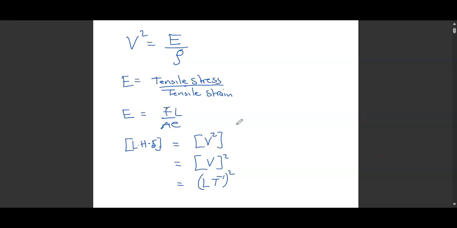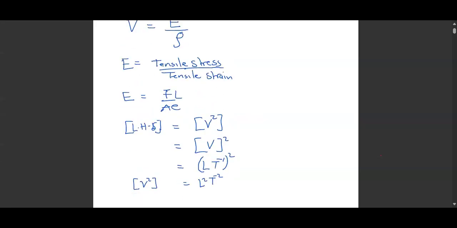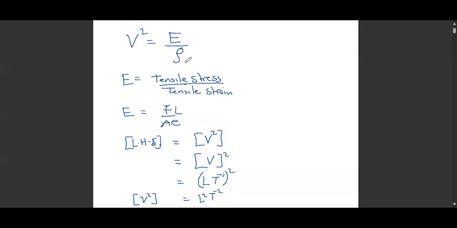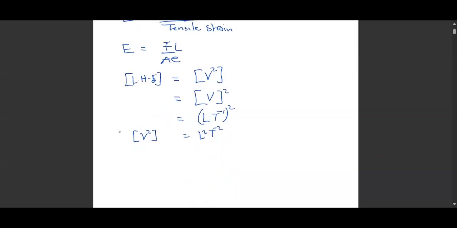Now for this case, we shall come up with L power 2, then T power negative what? Power negative 2. These are dimensions of our left hand side, and for this case, it is V squared. Then we come on the right hand side, where we have Young's modulus divided by the density of the medium. So for this case, we have our right hand side.